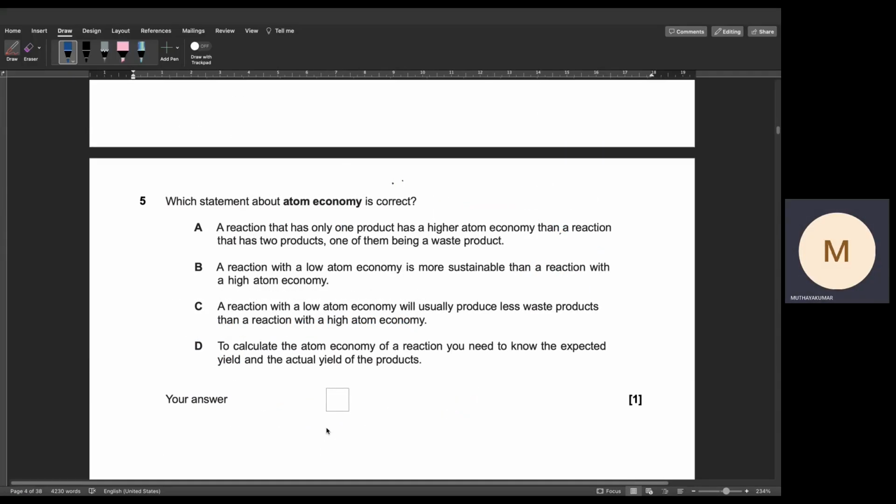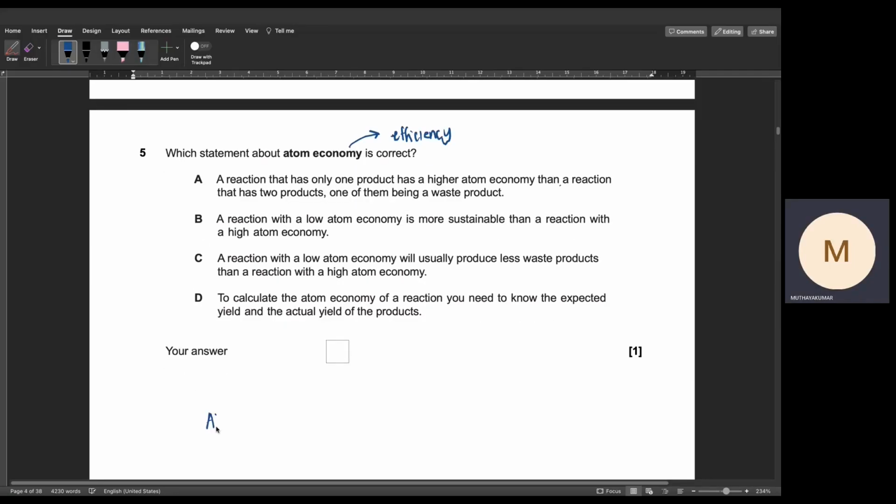Question number 5, which statement about atom economy is correct? Now, atom economy is a way of analyzing how efficient a process is. So the efficiency of reactions. It's a measure of the amount of the starting material that ends up as useful materials.